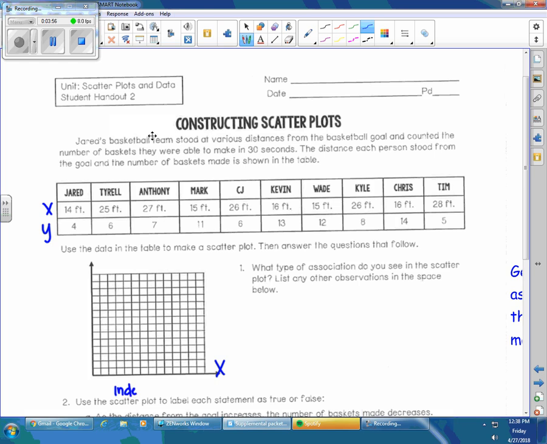Oops, I don't want to label that independent. What am I thinking? I want to label that distance in feet, because that's what it is up here. Okay, that's what I'm labeling my table for. And then the y is the number of baskets.